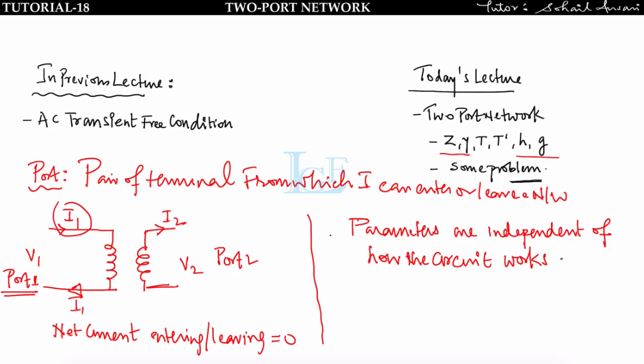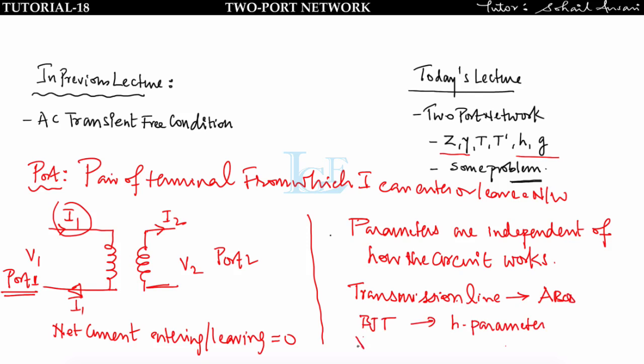So we define a two-port network as a way of modeling any system in terms of parameters. Like in a transmission line, we model the transmission line in ABCD parameters. Similarly, for a BJT we model it by H parameters, and we model a transformer in terms of T parameters. All these circuits can be modeled in these parameters. That's why it is necessary to study two-port network.